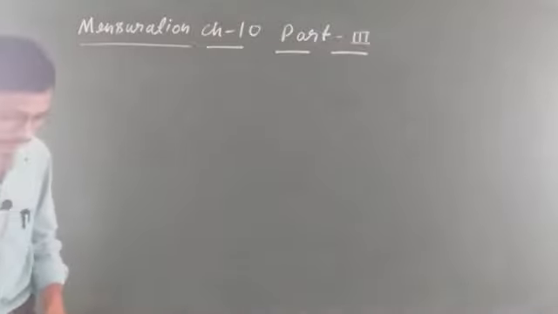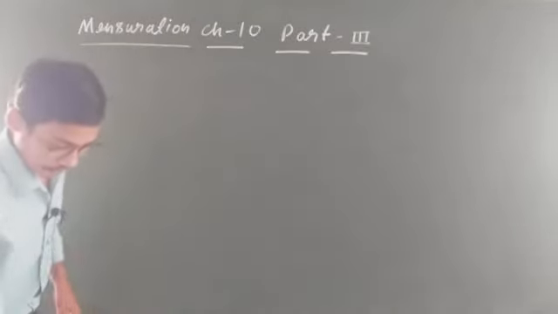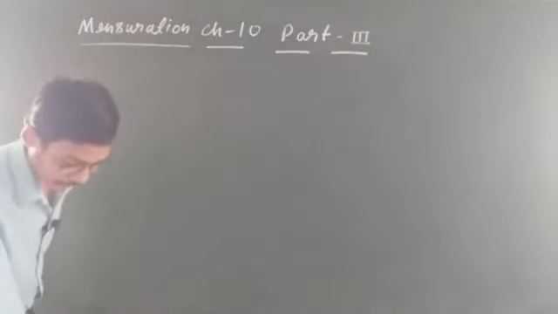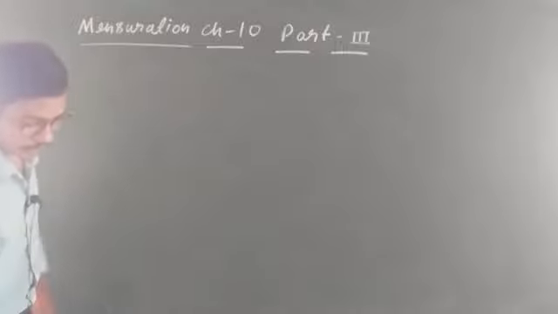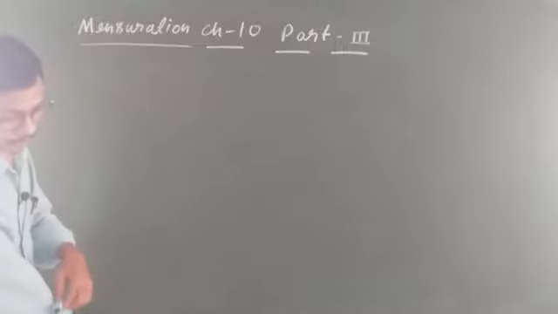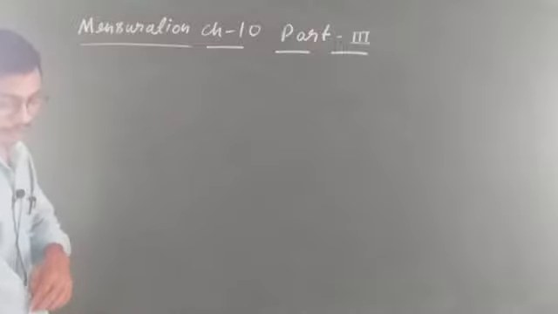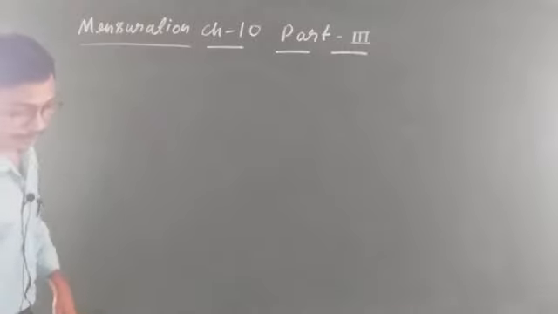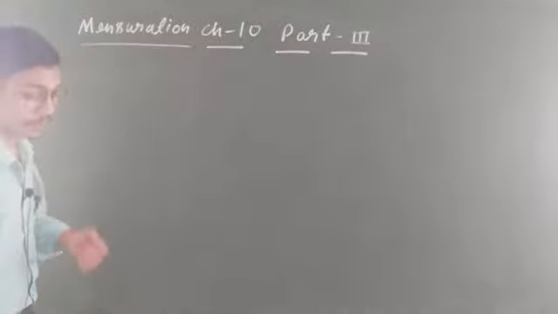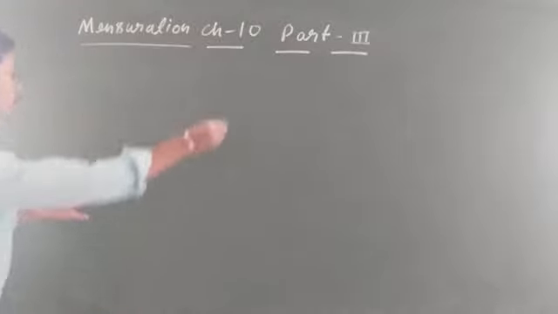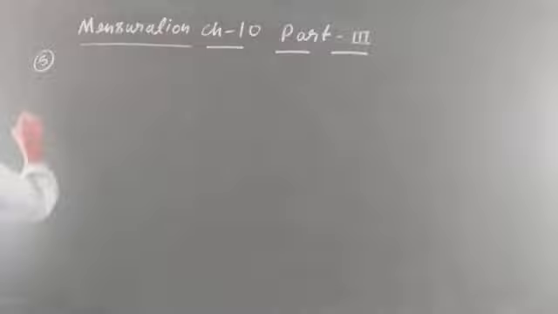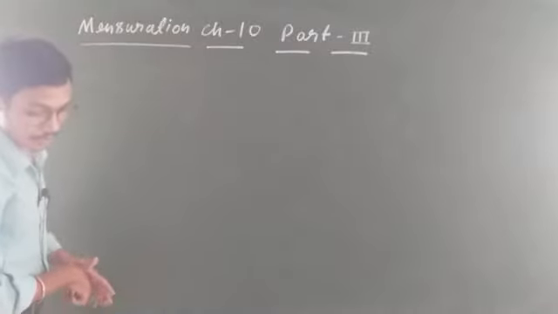Next question is given. Question number 5: What is the cost of tiling a rectangular plot of land 500 meter long and 200 meter wide at the rate of 8 per 100 square meter? Now you may be a little confused about what is meant by 8 per 100 square meter.